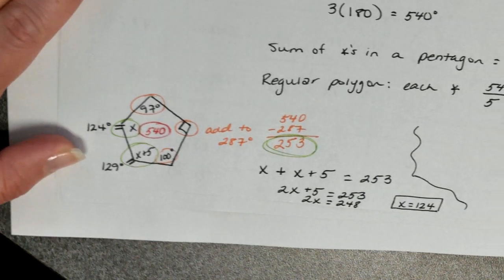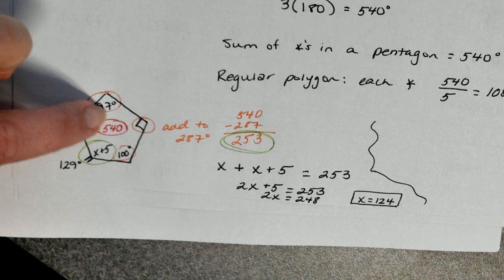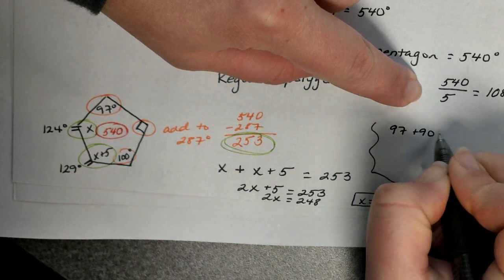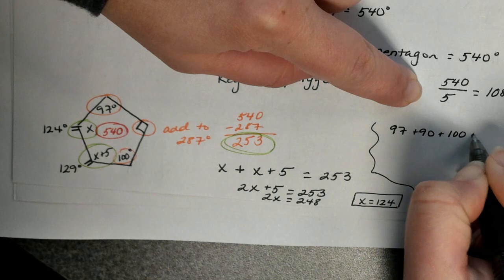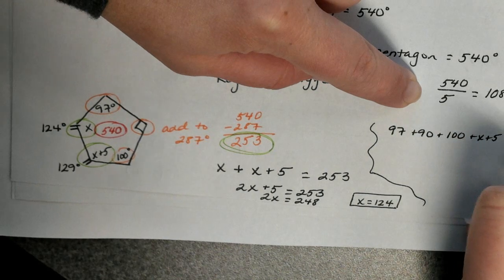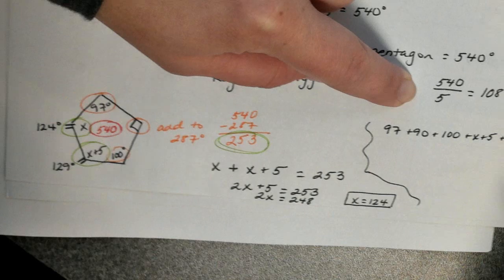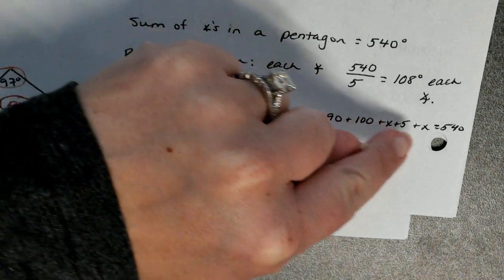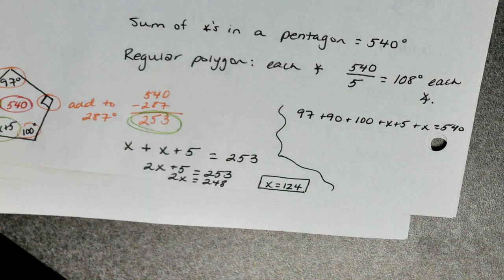Another way that people do this problem is they'll add up the 5 angles. So they'll write out 97 plus 90 plus 100 plus x plus 5 plus x has to equal 540. So they fill it out as the sum right away. They add up all 5 angles equals 540, and they solve for x right there. Okay. I don't care which way you use, as long as you can find the angle measures. Does that make sense?